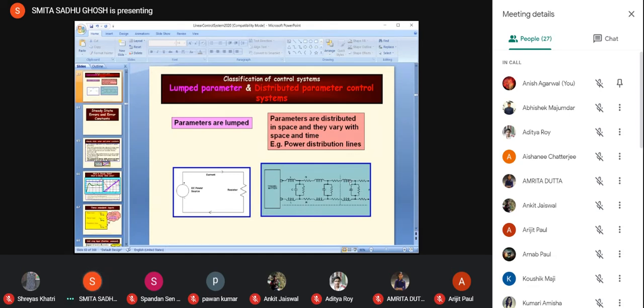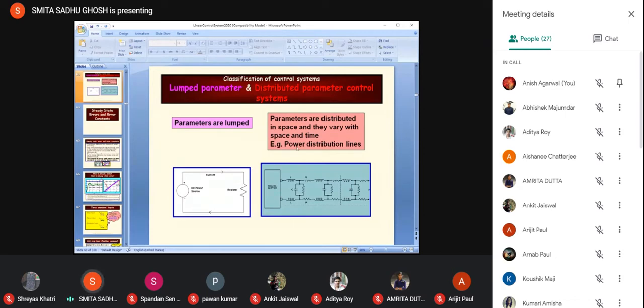Next, we come to another categorization, which is known as lumped parameter or distributed parameter control systems. So on the left hand side, you find a circuit where a pure resistor is present. You find a DC power source and current flowing, etc. Here, basically, the parameters are lumped.